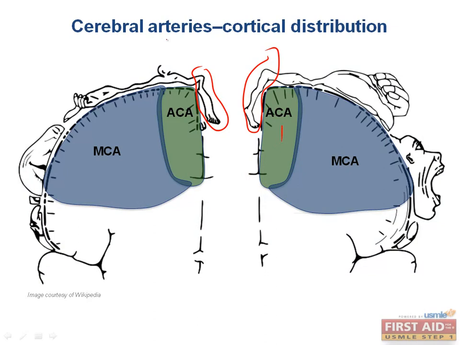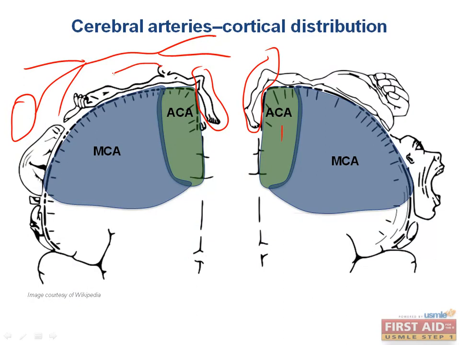Remember, a way to remember this, because you're not going to have the homunculus with you on the test, obviously, is to remember that the homunculus is basically an upside down person. So if you just think about a stick figure that's upside down along the curvature of the brain, you can remember the legs are more medial, being supplied by the ACA. The arms and the face are more lateral, being supplied by the MCA.